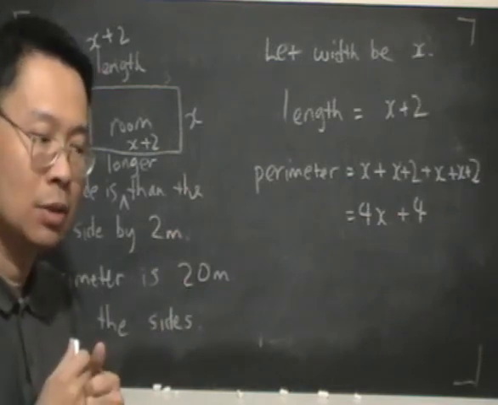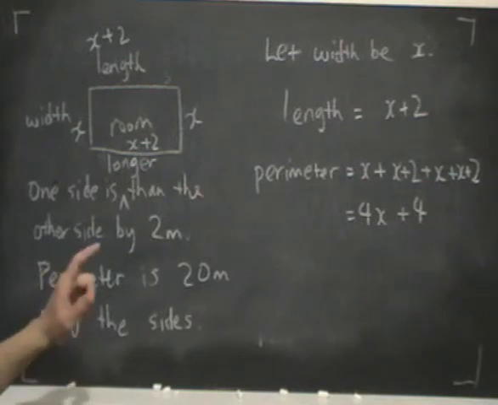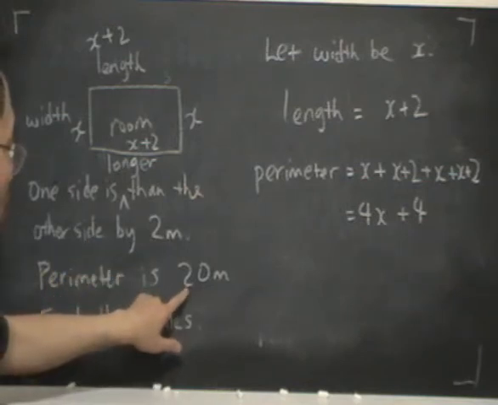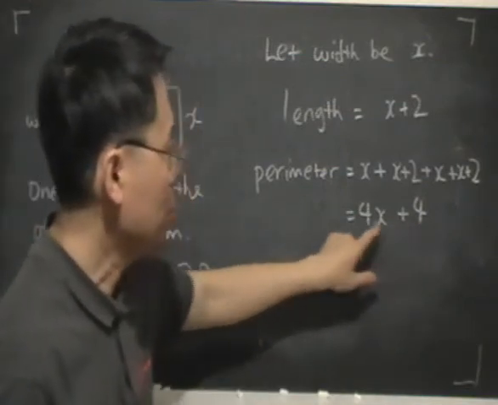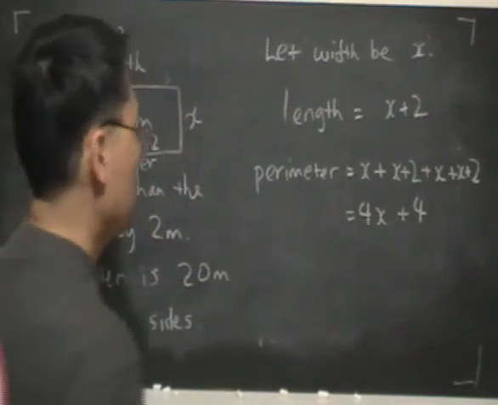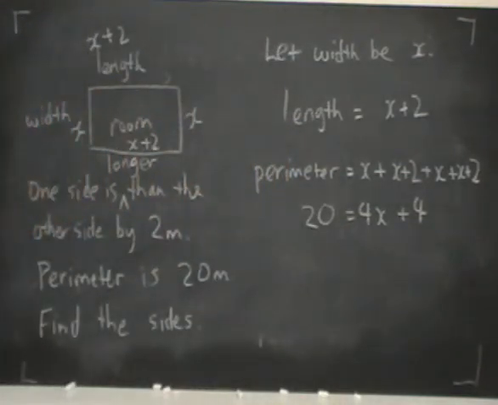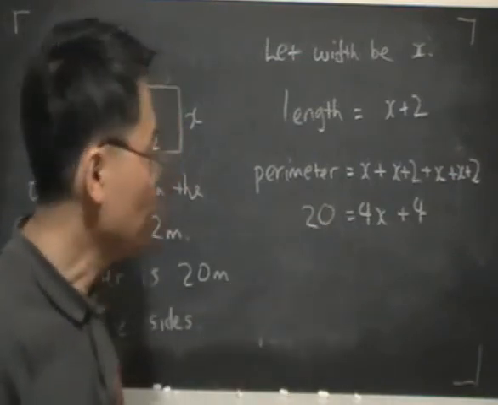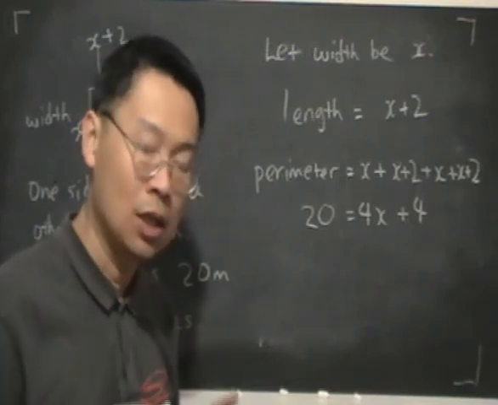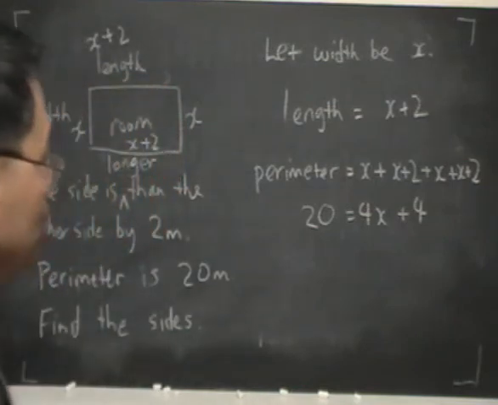Now how do we solve the problem? How do we find the size? Now we know that the perimeter is 20 meters, so that means that this expression there, 4x plus 4, should be equal to 20. There we have an equation, finally. And we know how to solve this equation. We know how to use this to find x using all the rules that we have learned just now. Let's do that.